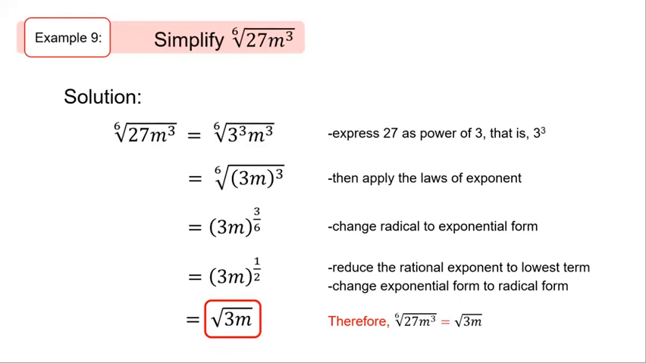And that is how we simplify radicals by reducing the index. Ayan, pinababa natin yung mga index from 6, naging 2 na lang. So, yun yung ating mga steps.